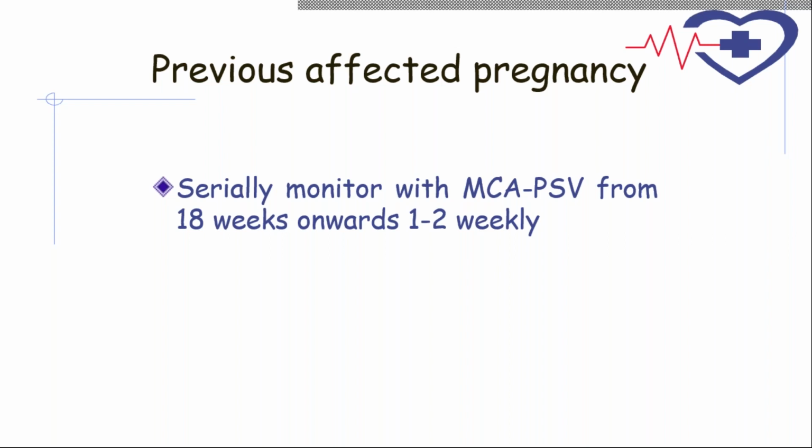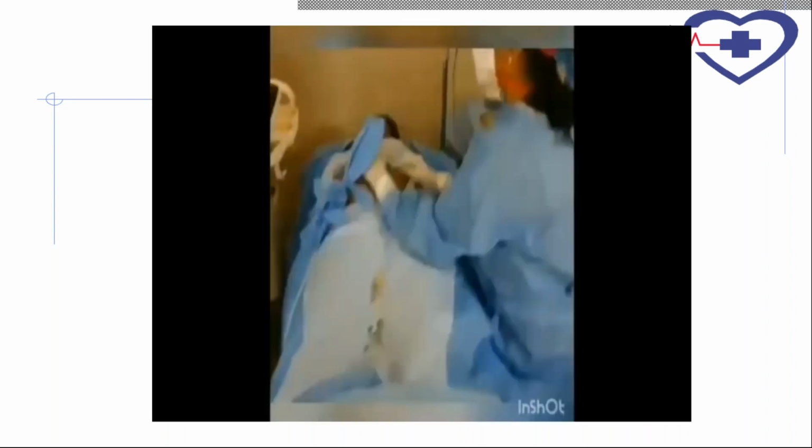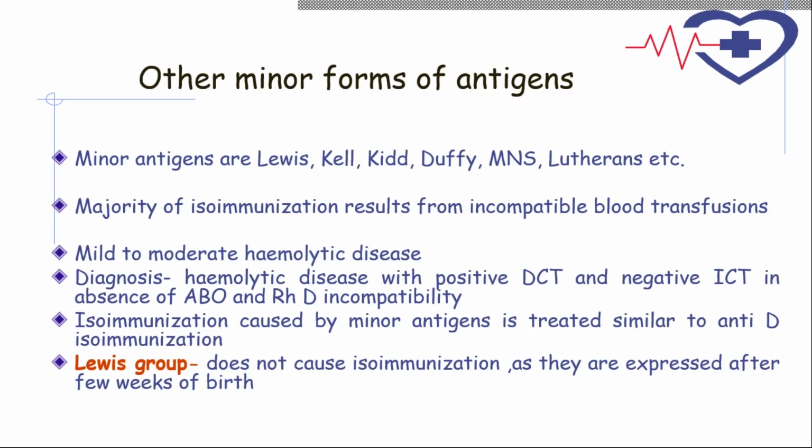Start at 18 weeks. In the beginning up to 24, you can do 2 weekly. Then you will monitor weekly. Anytime her peak systolic velocity rises, then the same protocol. More than 1.5, do a cordocentesis and prepare for IUT. Hematocrit less than 30%, do an intrauterine transfusion.